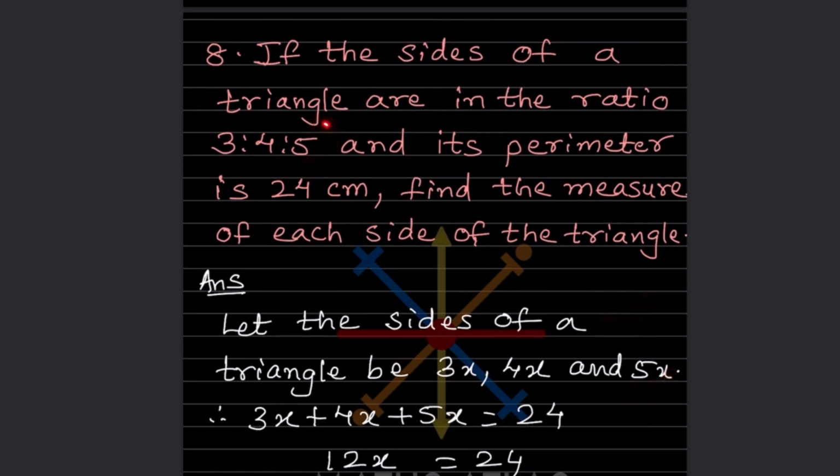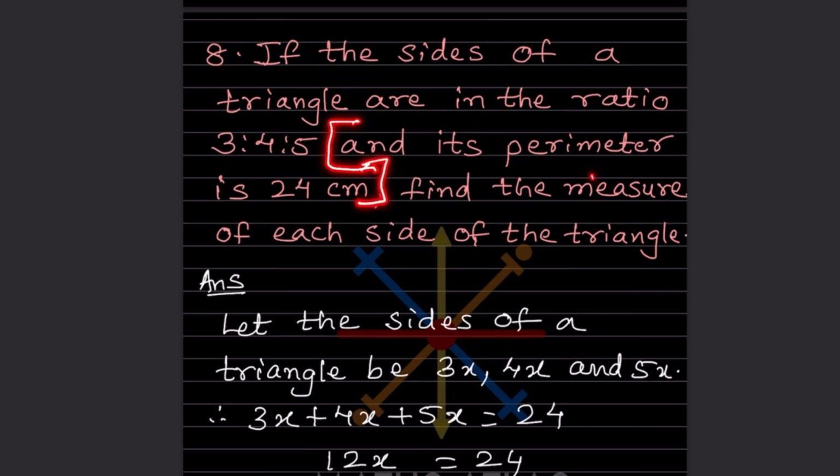So now look at here. If the sides of a triangle are in the ratio 3:4:5, so what did you say? Let the sides of the triangle be, just put a variable, 3x, 4x and 5x. In place of this, just put x. Now look at the second sentence, they said perimeter.